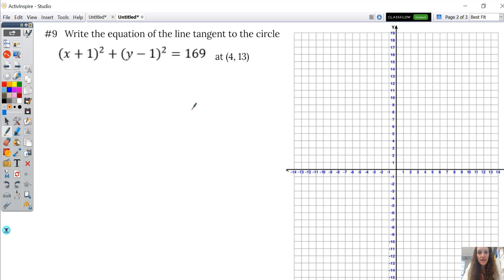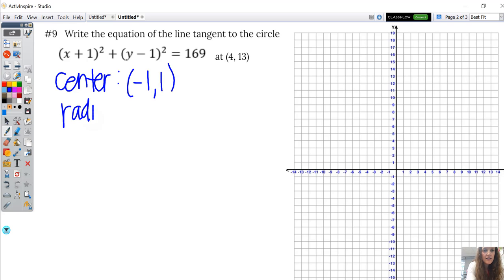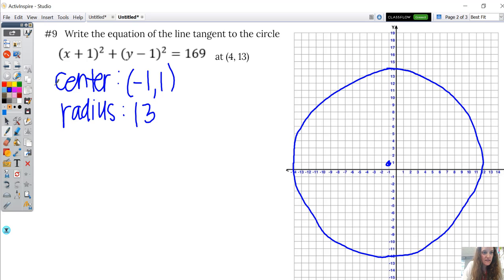In this problem, we have a circle which has a center of (-1, 1), and the radius is 13. So our center is (-1, 1) right here. And I'm going to go up 13, down 13, left 13, right 13. And my circle looks very tragic, like a lemon, but that's okay. And the point of tangency C is (4, 13), right here.